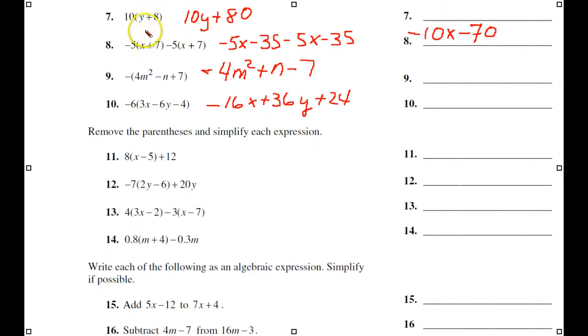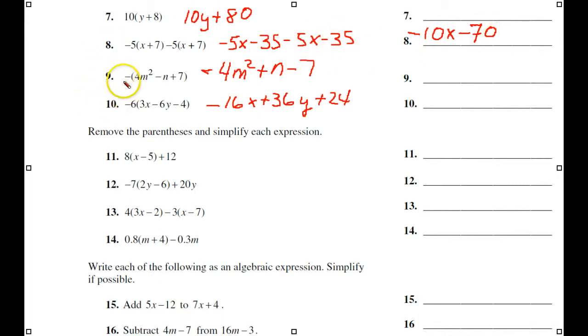Now, in these next few, they want us to remove the parentheses through distribution and show our results as a product. So 10y plus 80. Now here we're going to go a negative 5 times x, get a negative 5x. A negative 5 times a positive 7 gives us a negative 35. And then it's repeated. So then we group our like terms, a negative 10x and a negative 70.